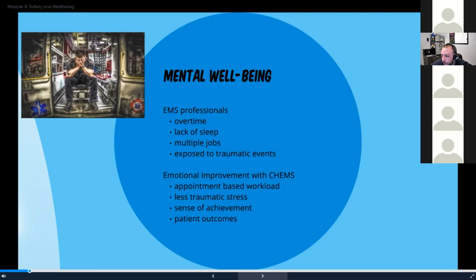Kind of the improvement with CHEMS is being able to reduce that workload because you're based on appointments only. You're not being called out constantly to go help somebody in an emergent situation. You're not dealing with as many traumatic events, so you're not seeing some of the trauma that we see out there. You do feel a sense of achievement when you make somebody improve in their healthcare. So when you do something amazing within your CHEMS program, it's going to make you feel great.